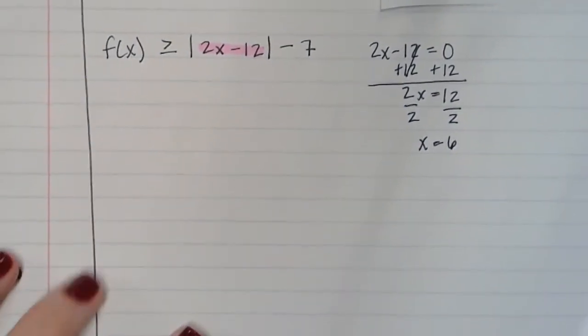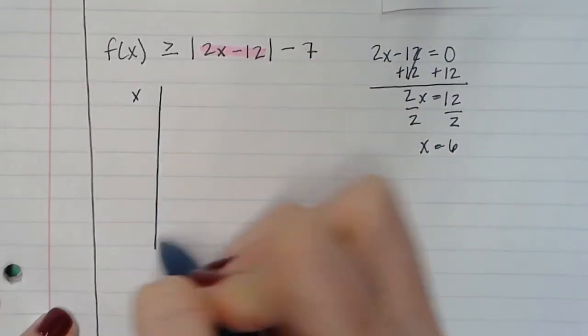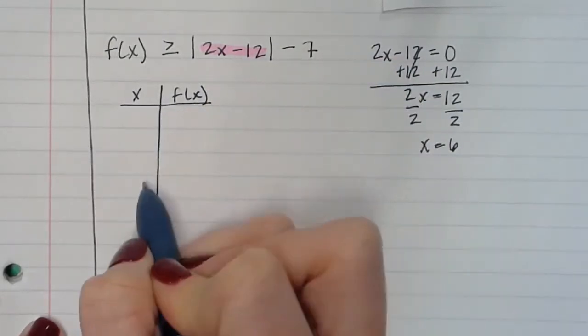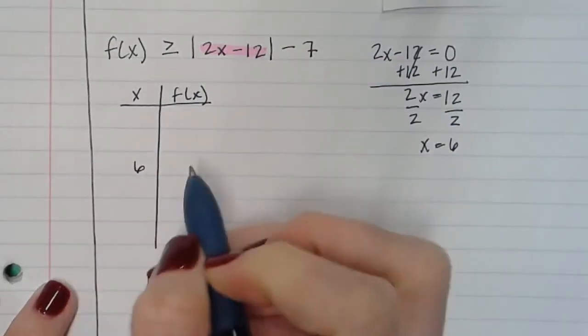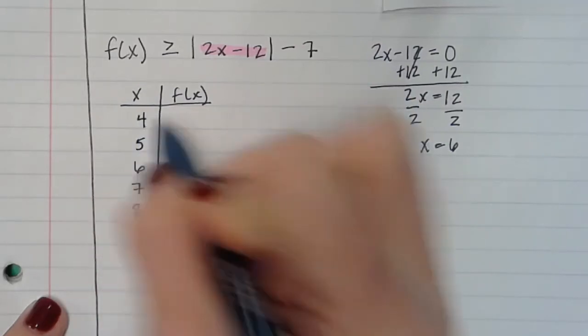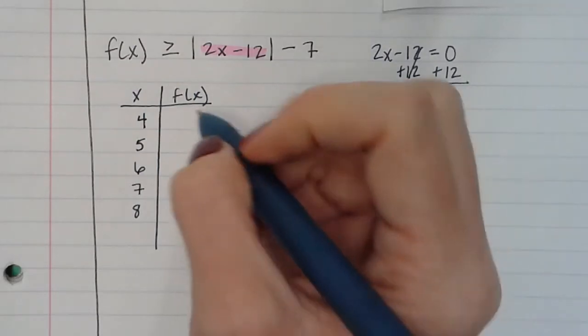That is the x value of the vertex, and that is now going to be placed in the middle row of our table. So 6 goes in the middle. We number up and down, so 7, 8, and then 5, 4. And now we're going to evaluate the function for each of these values for x.